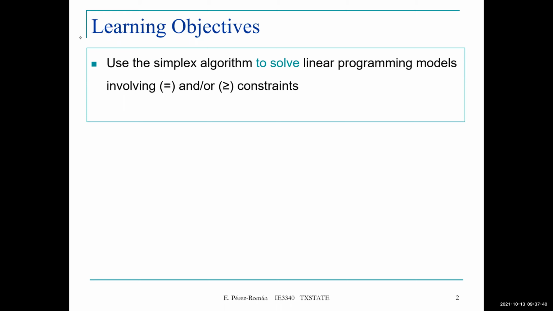Okay, so the learning objective for today is to use the simplex algorithm to solve linear programming models involving constraints that are equal to and constraints that have a greater or equal to sign. If you remember, I'm repeating this over and over again, when we started solving problems with the simplex method, we were only focusing on problems that had less than or equal constraints. Now we're going to see what to do when we have constraints that are equal to or greater or equal to.